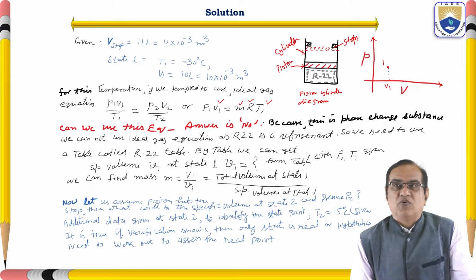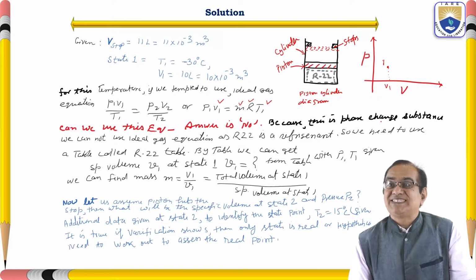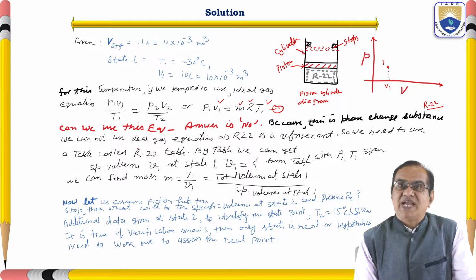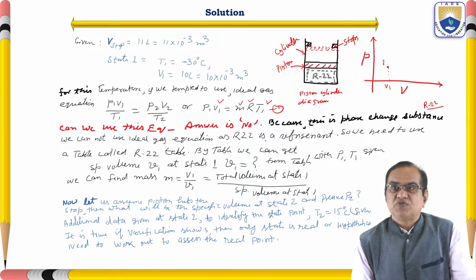The answer is no, because this is a phase changing substance. The substance is R22, and it will very easily change phase from liquid to vapor, and vapor to liquid, as per the condition. So we cannot use the ideal gas equations mentioned here. We cannot use the ideal gas equation as R22 is a refrigerant.